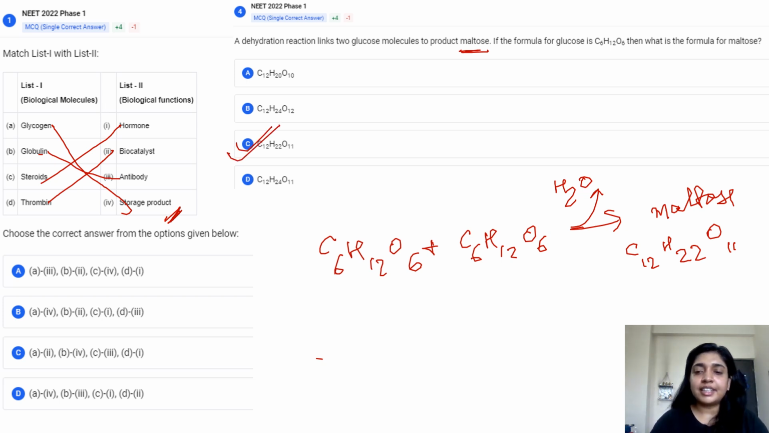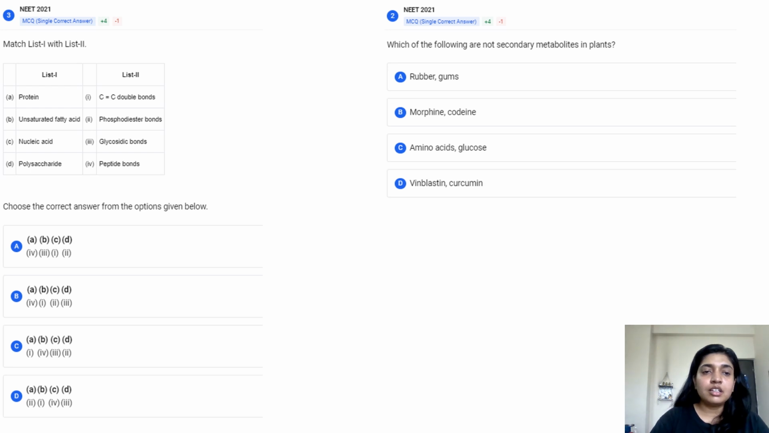C12H22O11, yeah, this is the correct answer. Moving ahead, we have again a matching. So proteins have peptide bonds. Unsaturated fatty acids have carbon-carbon double bonds. Nucleic acids have phosphodiester bonds. Polysaccharides have glycosidic bonds. We have discussed all of this in great detail in the lecture. So if you want a broader explanation, please go and watch the lecture.